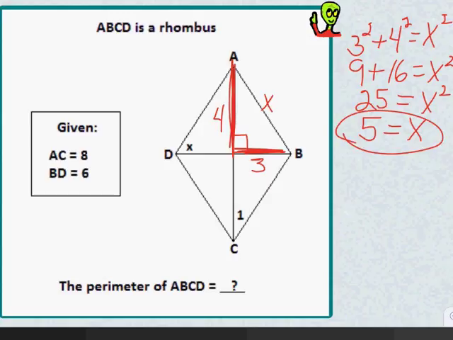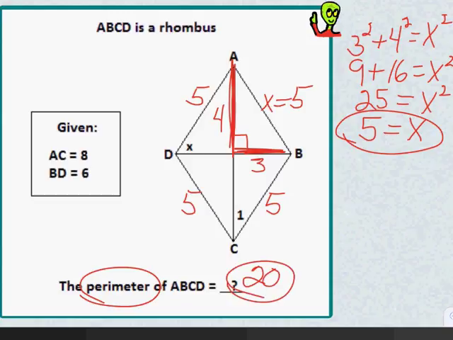So if x is equal to 5, and it's a rhombus, all of the sides are equal to 5. So BC is equal to 5, CD is equal to 5, and AD is also equal to 5. The perimeter of the rhombus is simply all of those sides added together. 5 plus 5 plus 5 plus 5, or 4 times 5, is equal to 20.